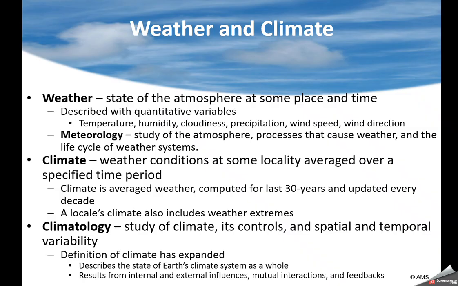If you walked outside right now and I asked you what's the weather, you'd probably tell me, oh, the temperature, it's kind of cold, or kind of warm. It feels kind of muggy today. It's humid. Well, I'm looking up in the sky and wow, there's a cloud. So those are all aspects of weather.